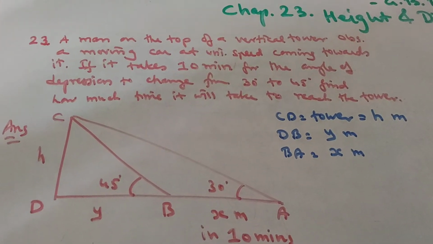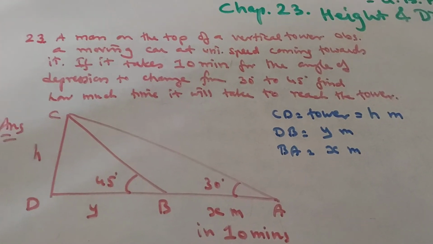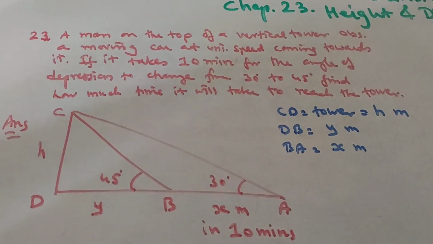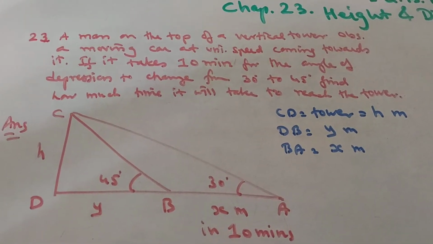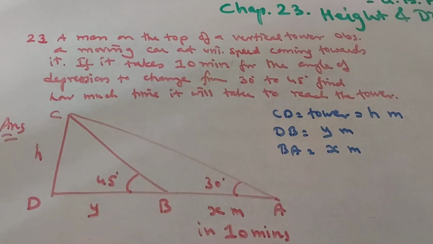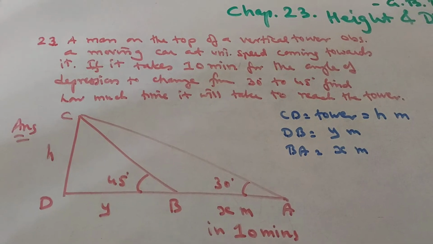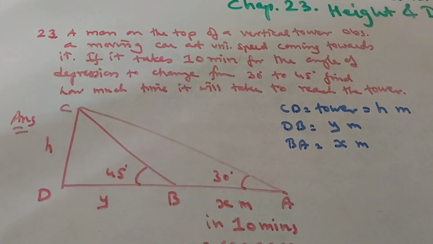CD is the tower whose height is h meters. A and B are the positions of the car. A is the initial position, B is the final position. So the car moves from A to B. From point A to point B, the angle of depression changes from 30 degrees to 45 degrees. That is x meters in 10 minutes.